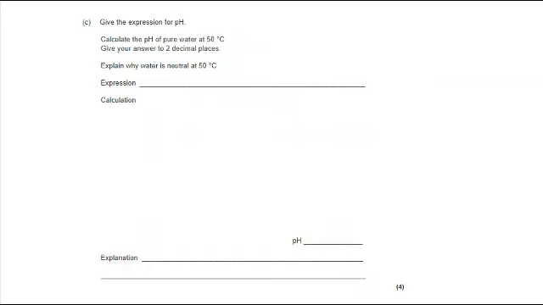Moving on to part C. Give the expression for pH and give the pH of pure water at 50 degrees C. Give your answer to 2 decimal places. Explain why water is neutral at 50 degrees C. Well, the expression, that's the definition or expression for pH right there. Obviously, that is a lowercase p, capital H, one to watch out for on that one.